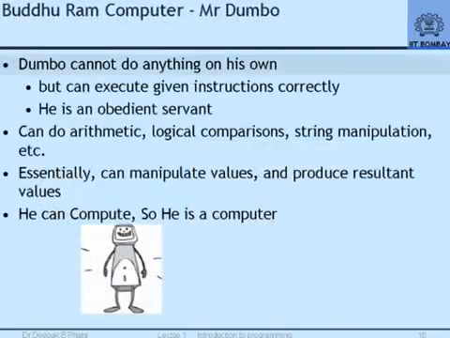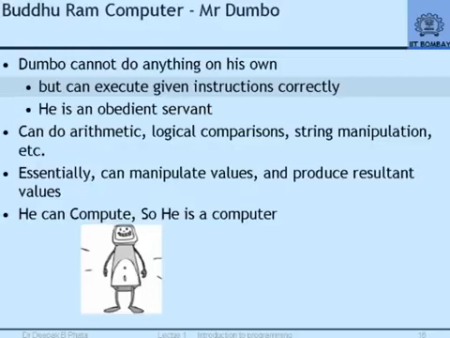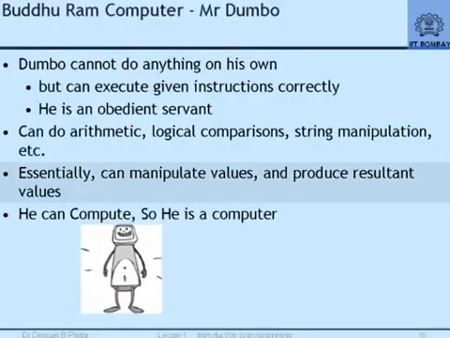So, Dumbo cannot do anything on its own. It requires instructions to be given, very much like a computer, but it can execute given instructions correctly, again very much like a computer. Can do arithmetic, can do logical comparisons, can even do string manipulation. What is a string manipulation? A string is a collection of symbols, typically put in double quote marks, like your name is a string. So, for example, Mr. Dumbo and the actual computer would be capable of taking a name and breaking it into pieces, first name, last name, finding out whether a character P exists somewhere or character Q exists somewhere or not, etc. Those capabilities we shall see at a later stage in the course. But essentially it can manipulate values, produce results and give us the results. And of course, it can compute, so it is a computer. So, Mr. Dumbo is our computer.